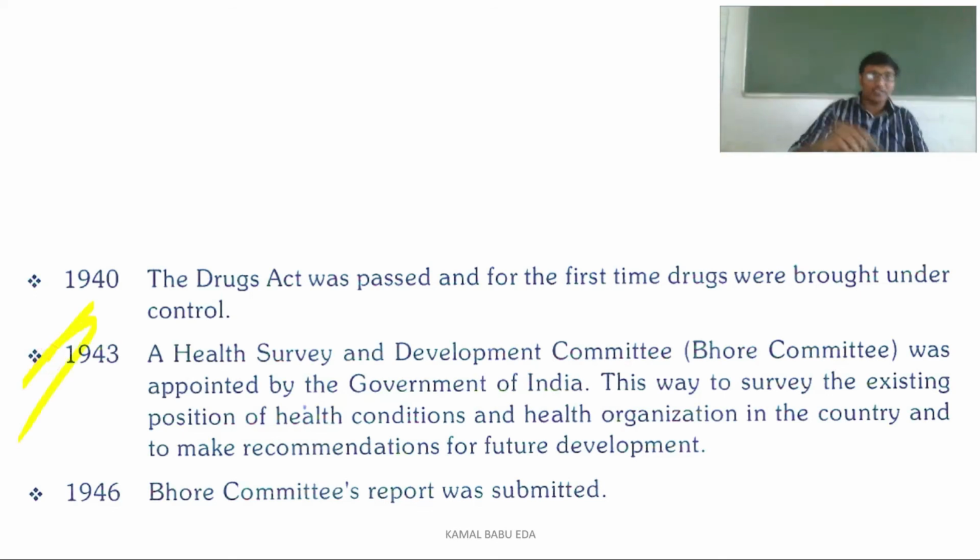And in the year 1943, the Health Survey and Development Committee was set up. This committee is called the Bhore Committee, which is very important. We will discuss it in the coming classes. Mostly you will see this Bhore Committee in the third year. It was appointed by the Indian government mainly to survey the existing health conditions in India, the condition of health organization, and to make recommendations for future development. Most of the recommendations that we are enjoying now came from the Bhore Committee. There are other committees also, but most of them came from this one. In which year was the Bhore Committee established? In the year 1943. In which year was the report submitted? In the year 1946.